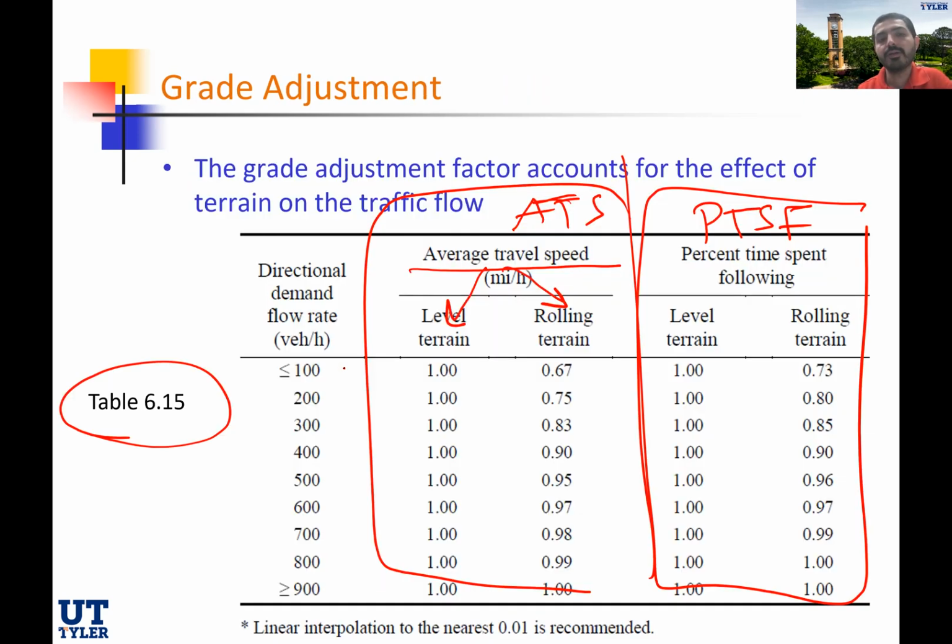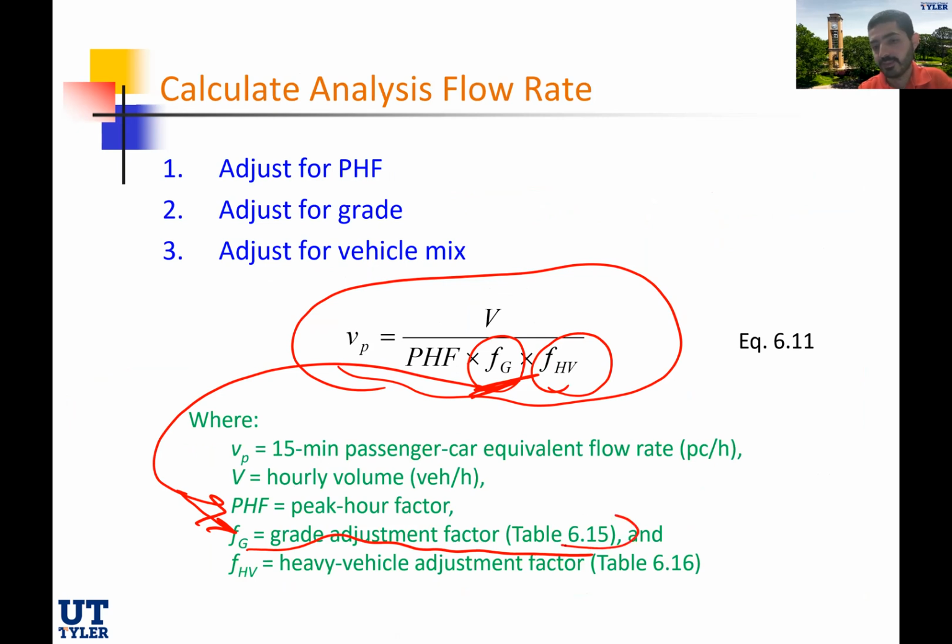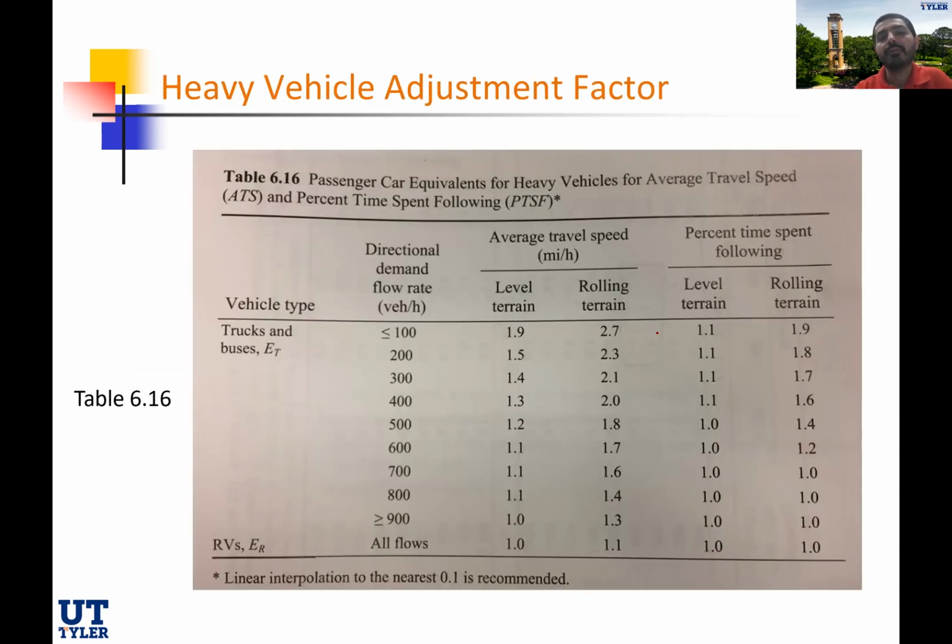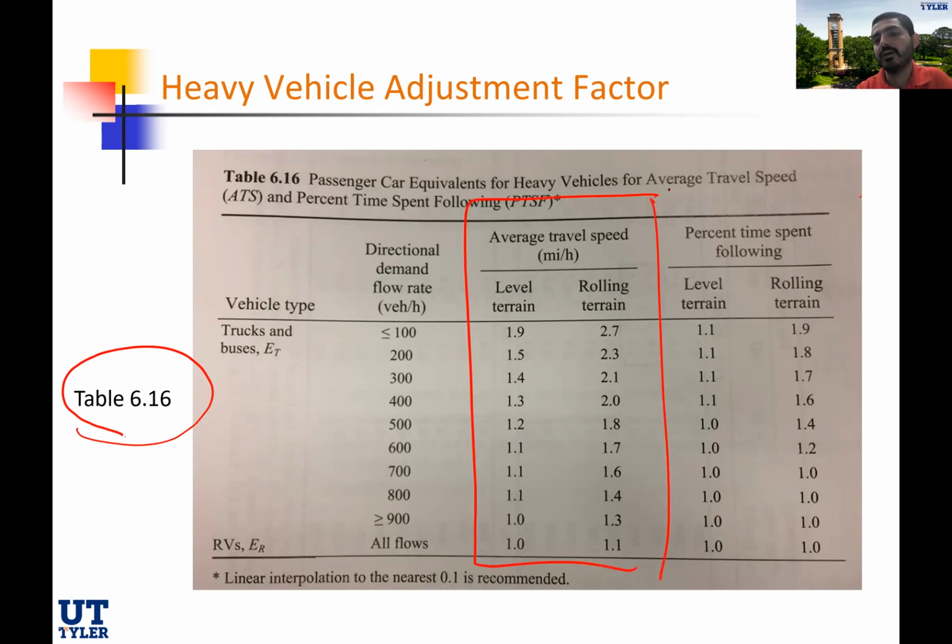And same here for table 6.16. You need both 6.15 and 6.16. 6.16 is the FHV calculation. For FHV, you need table 6.16, same thing. It is based off the percent time spent following or ATS.